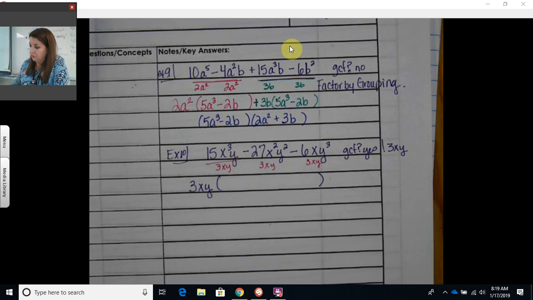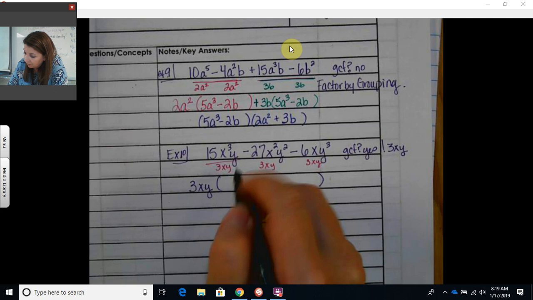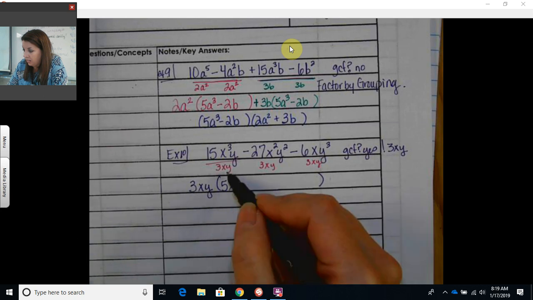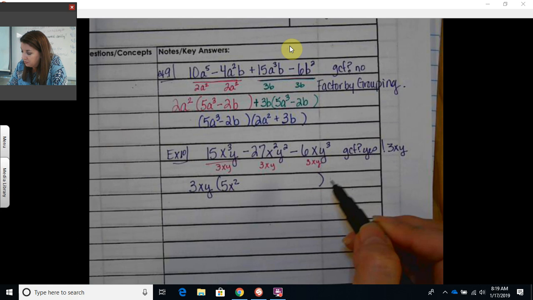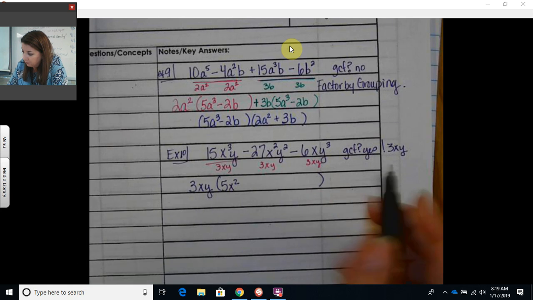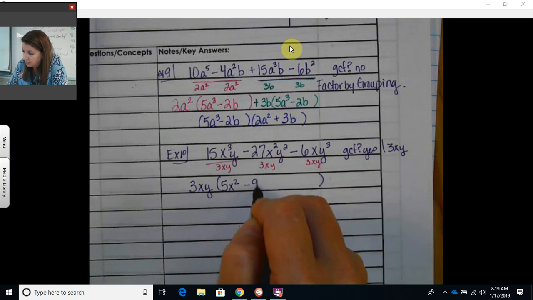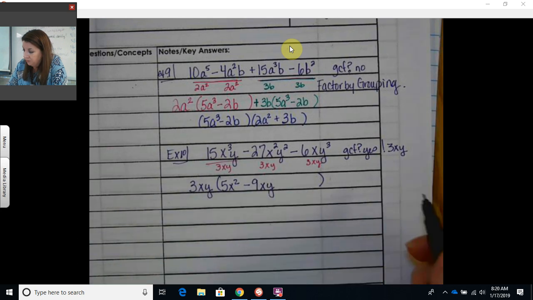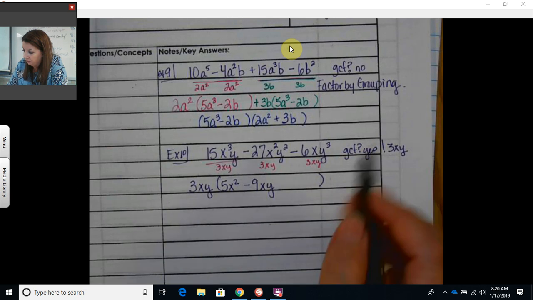So 15x cubed divided, or what's, when I divide the first term, what do I get? 5x squared. The y divided by y's, that's what had one y, took it out. X squared divided by x. All right, what do I get when I do the next term? Minus 9xy. What about when I factor the last term? Very good.